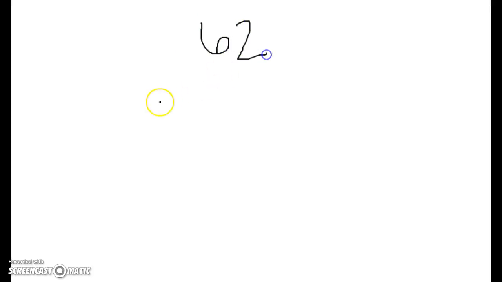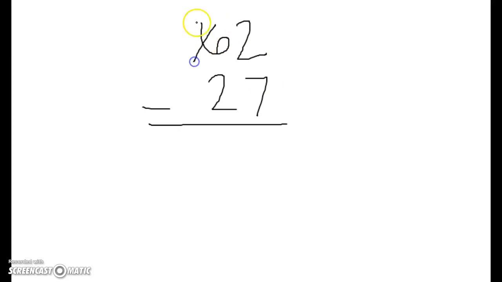Let's see, we've got 62, and we're going to take away 27. Let's do this traditionally first. I can't take 7 from 2. So I'm going to come over here and borrow from this 6, cross it out, and make it a 5. I'm going to put a 1 right here. 12 minus 7 is 5, and 5 minus 2 is 3. So my answer is 35.